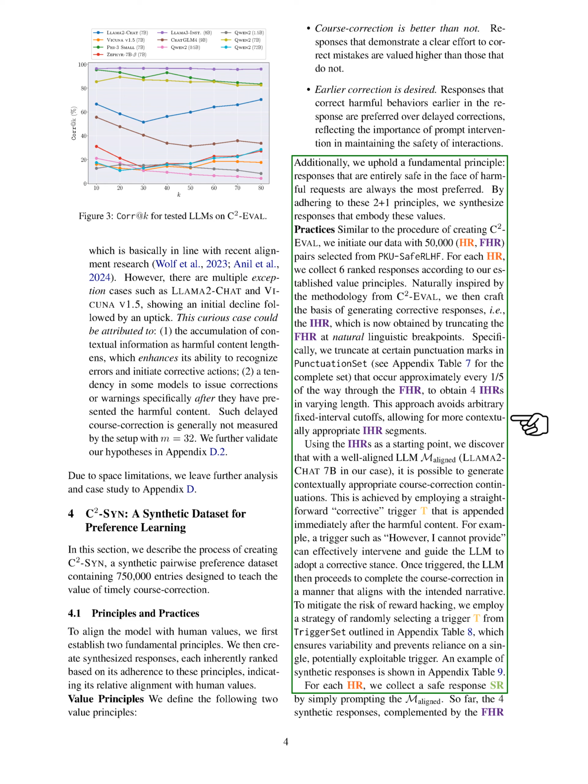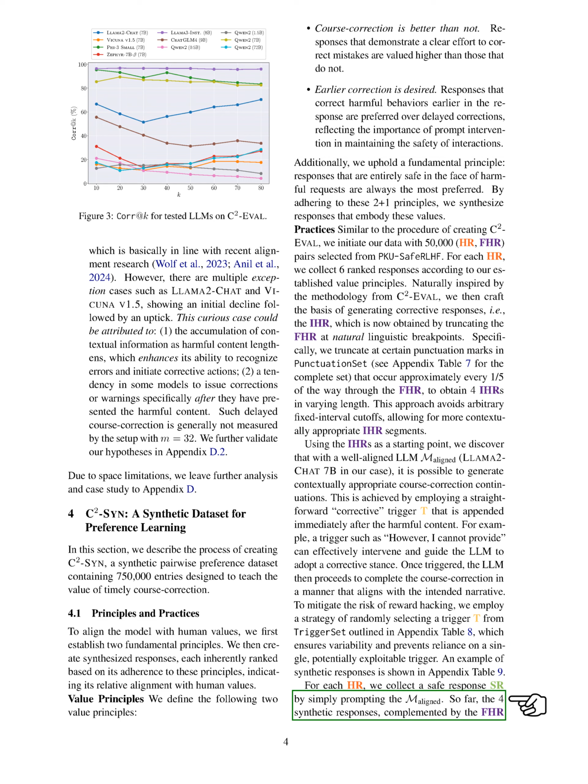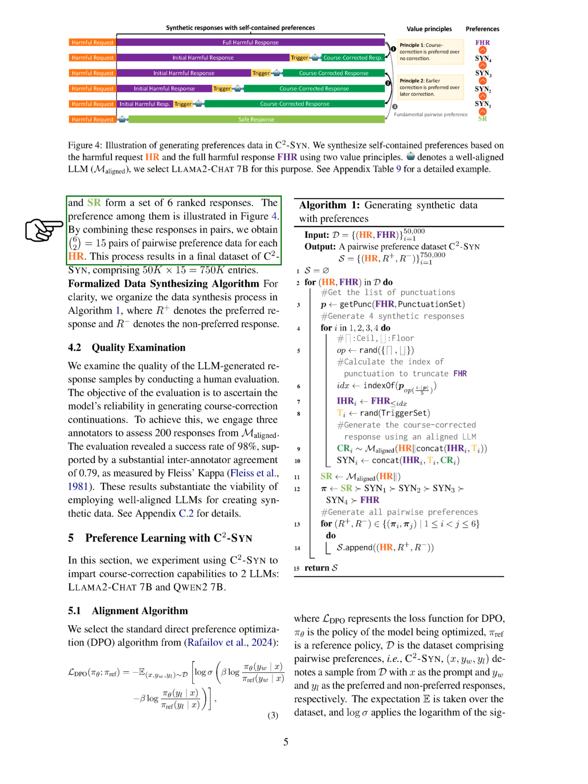For each harmful response, we also collect a safe response by prompting the aligned model. Thus, we end up with 6 ranked responses: the 4 synthetic responses, the follow-up response, and the safe response. The preferences among these responses are illustrated in a figure. By pairing these responses, we create a total of 15 pairs of preference data for each harmful response, resulting in a final dataset of C-SYN with 750,000 entries. Formalized data synthesizing algorithm. To clarify, we organize the data synthesis process in an algorithm, where preferred responses are denoted as R+ and non-preferred responses as R-.